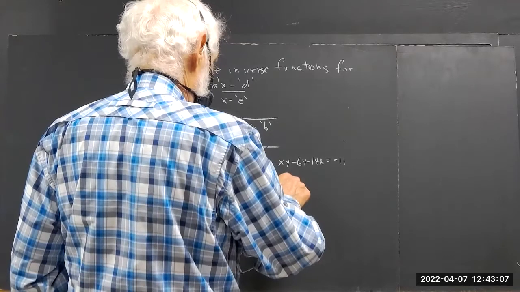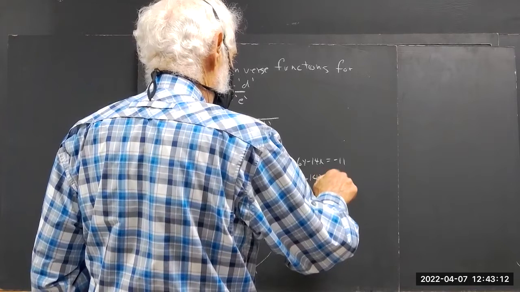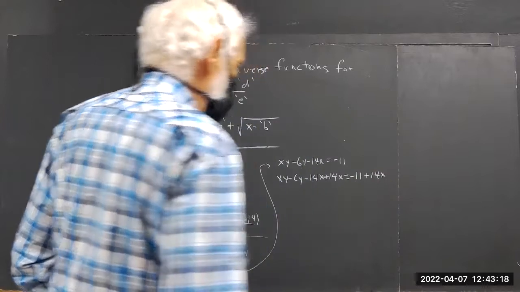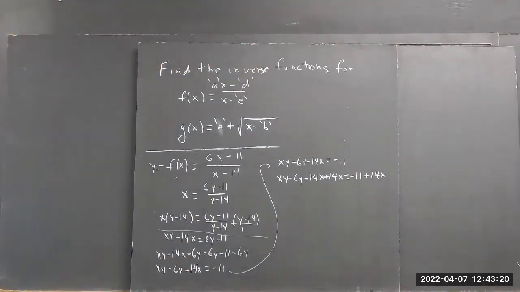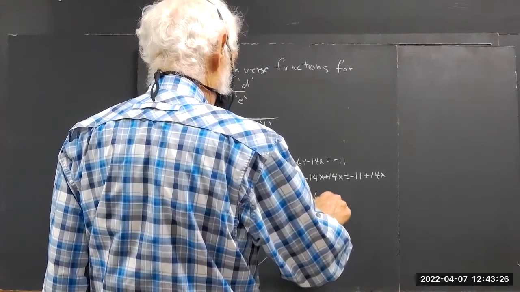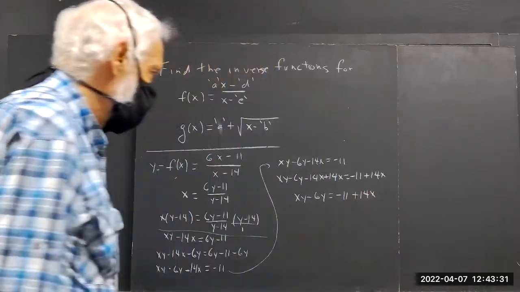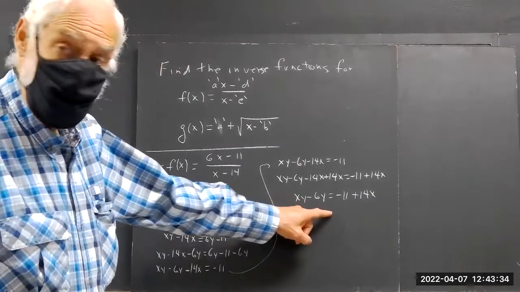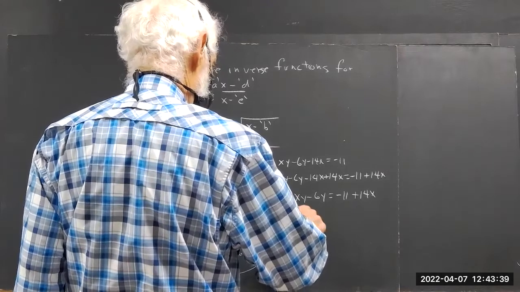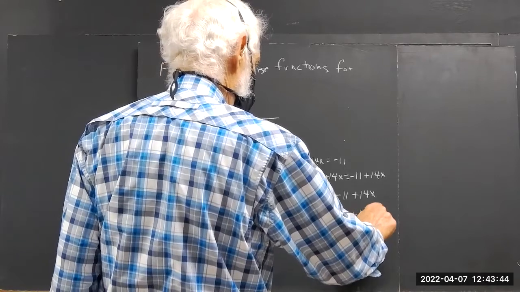So I've got xy minus 6y minus 14x plus 14x equals negative 11 plus 14x. That's 14x to both sides. And now I have xy minus 6y equals negative 11 plus 14x. At this point, I factor out my y. And I get x minus 6 times y equals negative 11 plus 14x.